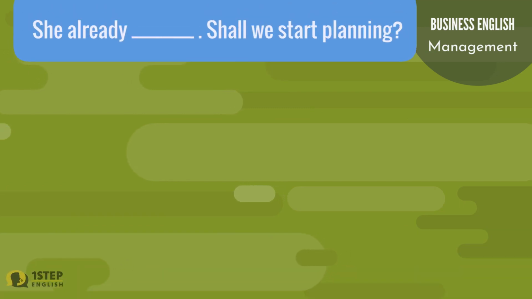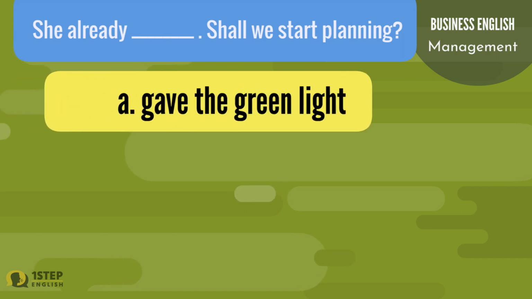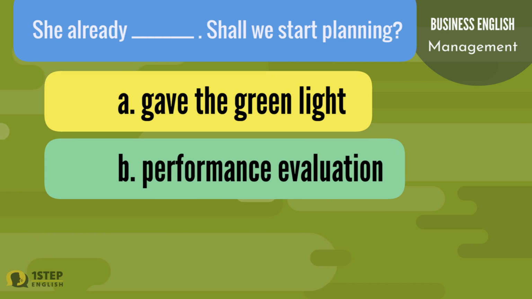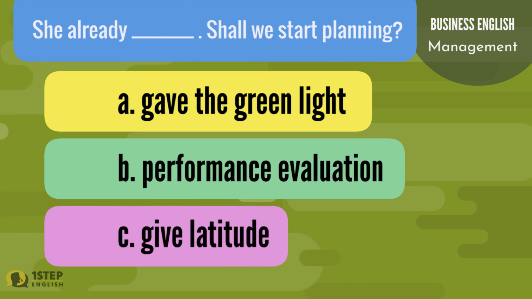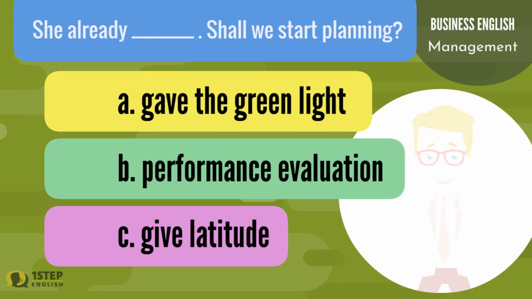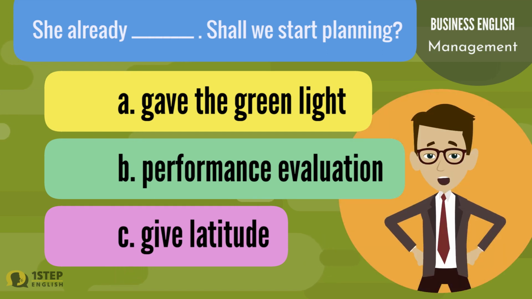She already blank. Shall we start planning? Letter A. Gave the green light. Letter B. Performance evaluation. Letter C. Give latitude. The correct answer is letter A. Gave the green light. She already gave the green light. Shall we start planning?